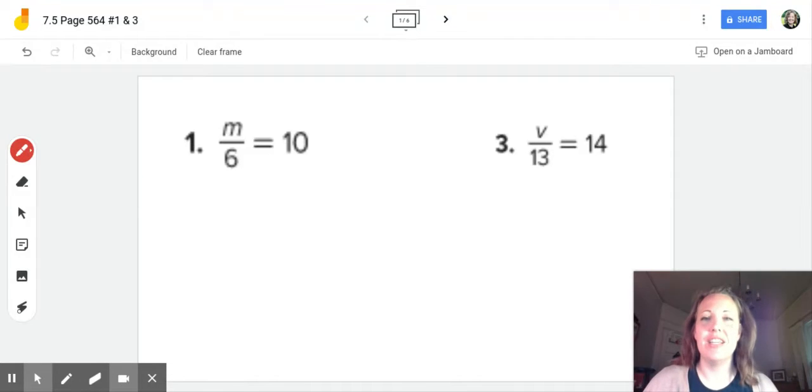Hey, it's Mrs. Golding. Today I'm in section 7-5, and this is page 564 in your textbook, and this is problem 1 and 3 in the guided practice.